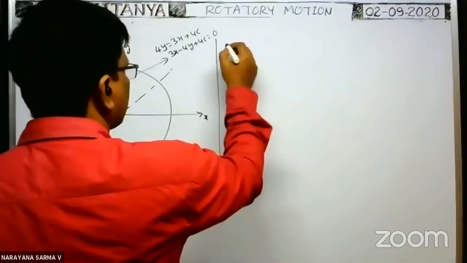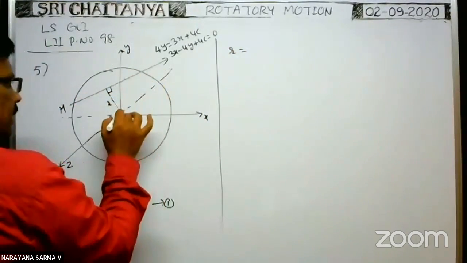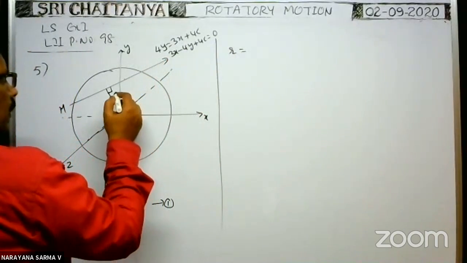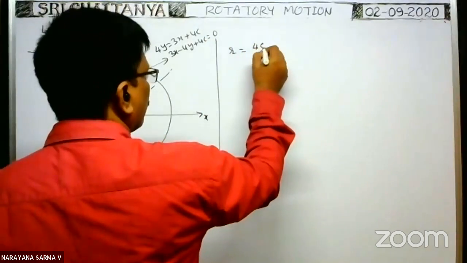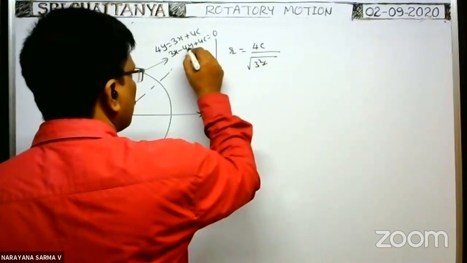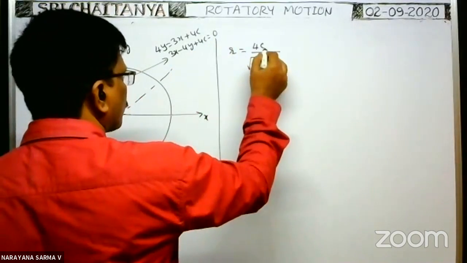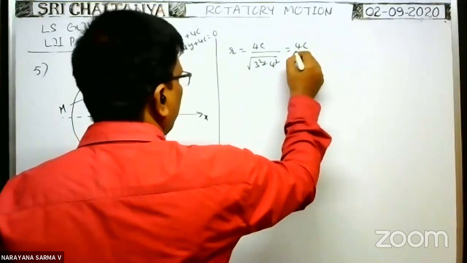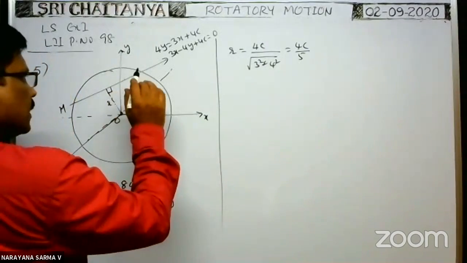Therefore small r, the perpendicular distance of the straight line from the origin, is equal to c by square root of a square plus b square. Because ax plus by plus c is equal to 0, here c means 4c, a means 3, b means 4. So square root of 3 square plus 4 square, which is 4c by square root of 25, that means 4c by 5. This is the perpendicular distance.